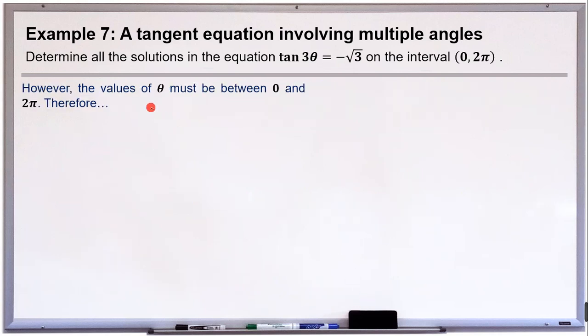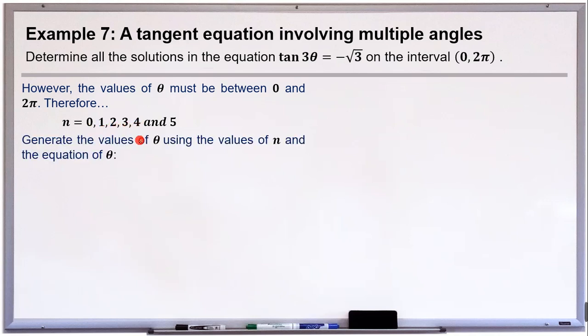Next, the values of theta must be between 0 and 2 pi. That is the given interval. So therefore, we only have 1, 2, 3, 4, 5, 6 possible values for our n, and these are 0, 1, 2, 3, 4, and 5. Now we're going to generate the values of theta using the values of n above.